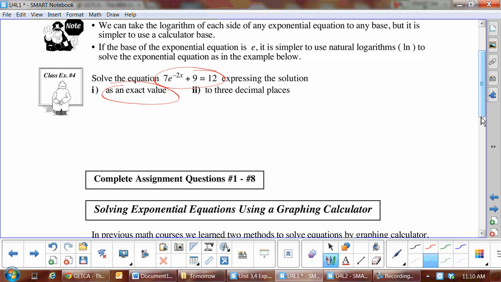So here is the way that I would do it for exact value. For 3 decimal places, I would Y1, Y2. Okay? For exact value, this is the way I would do it. The first thing I would do is I like to get it so something equals something. So you can minus the 9 right away. So you have 7e to the negative 2x equals 12. 3, I mean.